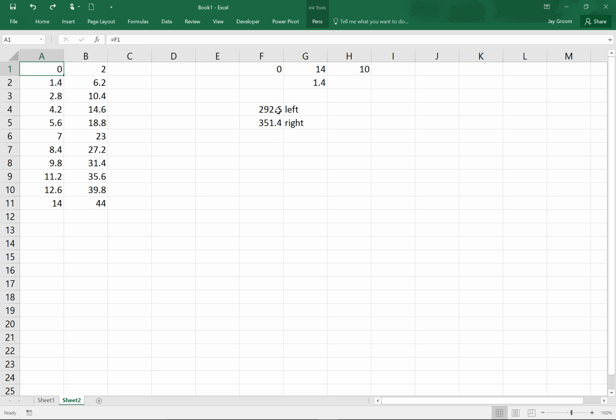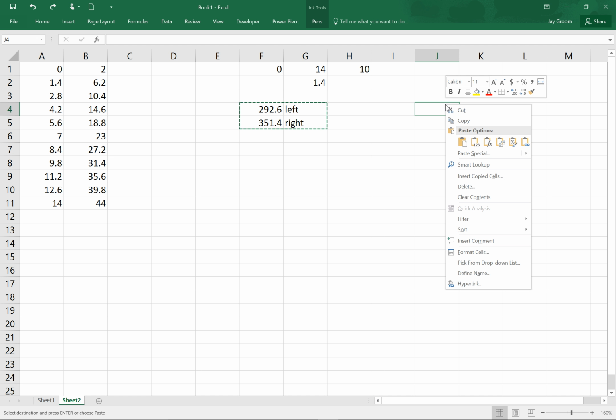Okay, so let's do this. What I always like to do is I like to copy these things. And over here I like to hit, if you don't know about this key, you're missing out, friends.